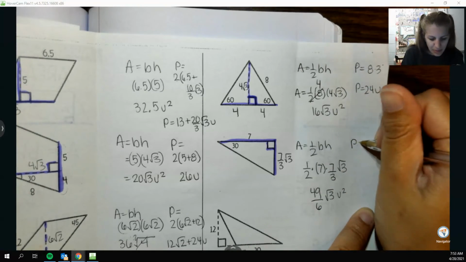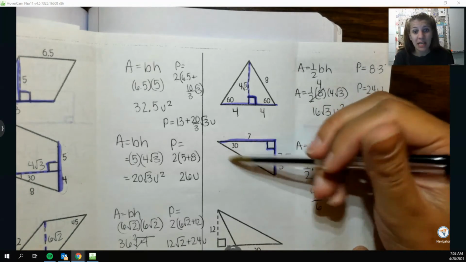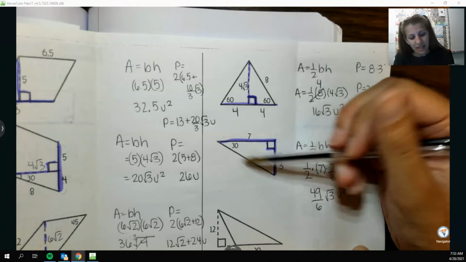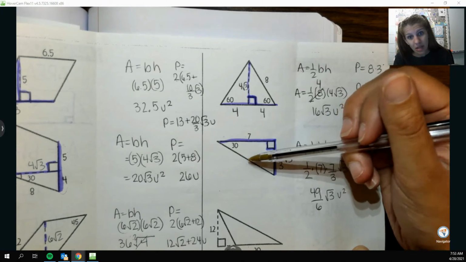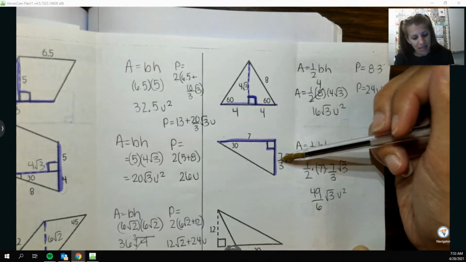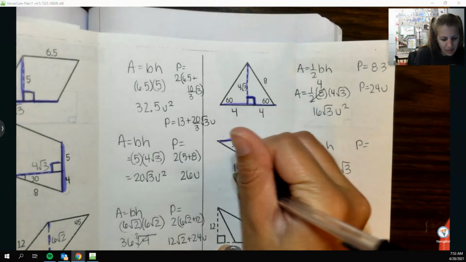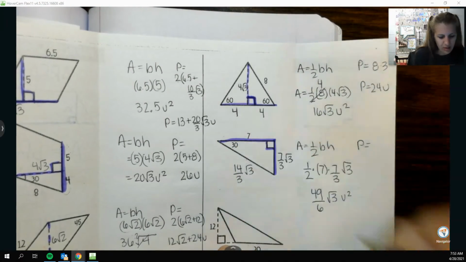And then if I want to find the perimeter, I have to come back to the triangle and find this last side length here, which on my 30, 60, 90, the hypotenuse is always double your shortest side. So if I double that, that's going to be 14 over 3, root 3.